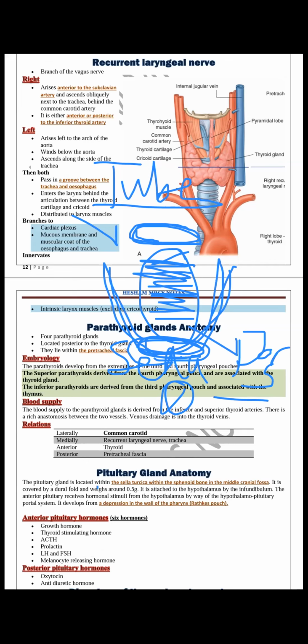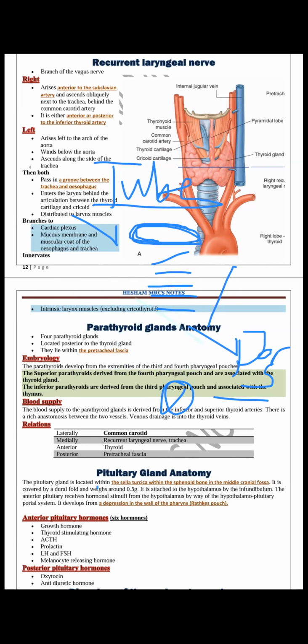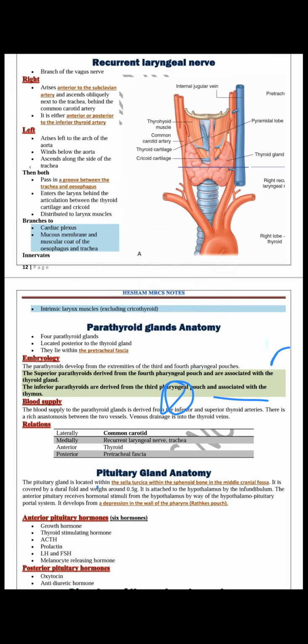Its origin: you have anterior pituitary and posterior pituitary. The most common exam question: the anterior pituitary arises from a depression of the roof of the pharynx called Rathke's pouch. This is embryology asked before. This is the Rathke's pouch.